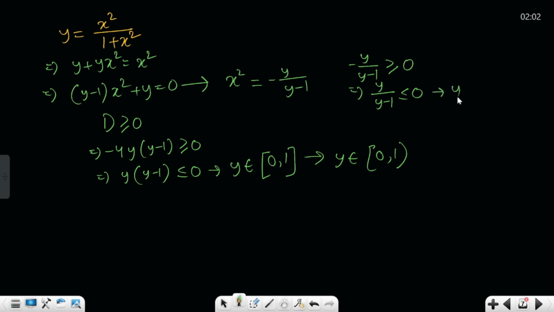From here you can say that y belongs to the open interval between 0 and 1, because it is in the denominator. It is in the denominator, so open interval. So you can solve it like this.